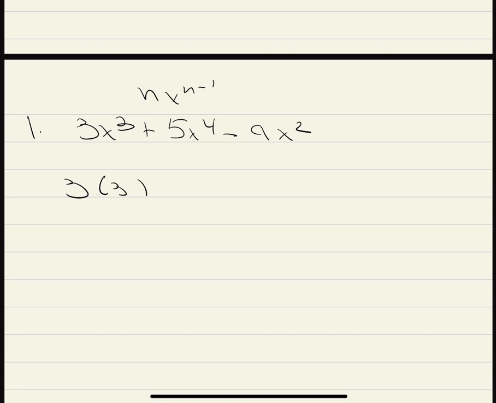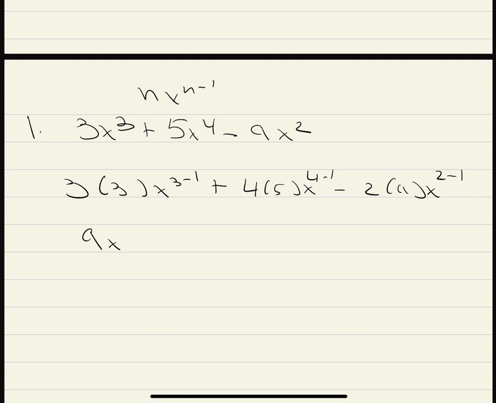Here's some more examples. I'll write down the function, or rather the equation, 3x cubed plus 5x^4 minus 9x squared. Following our power rule, nx^(n-1), we want to multiply this exponent by this leading coefficient and subtract it by 1. 4 times 5x^(4-1), minus 2 times 9x^(2-1).